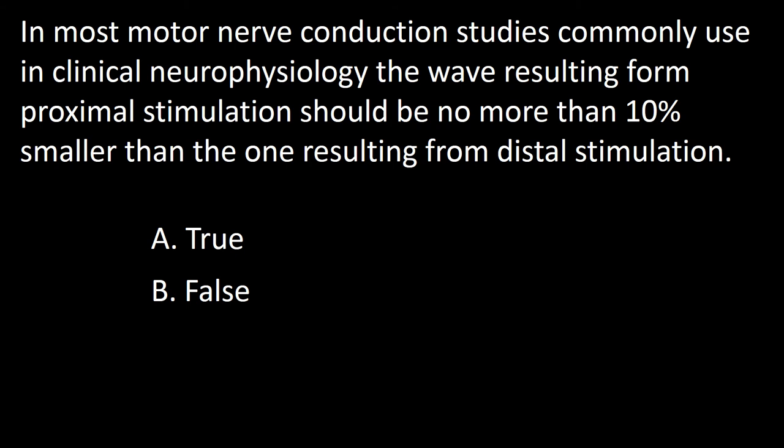In most motor nerve conduction studies commonly used in clinical neurophysiology, the wave resulting from proximal stimulation should be no more than 10% smaller than the one resulting from distal stimulation. A, true; B, false.